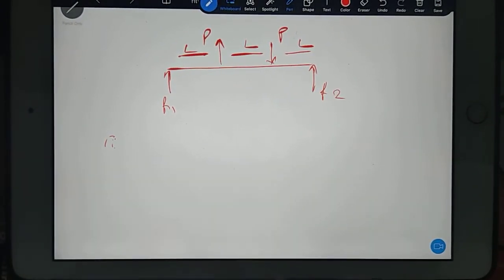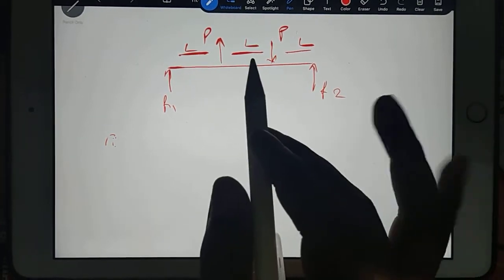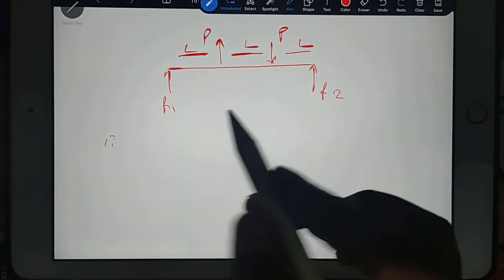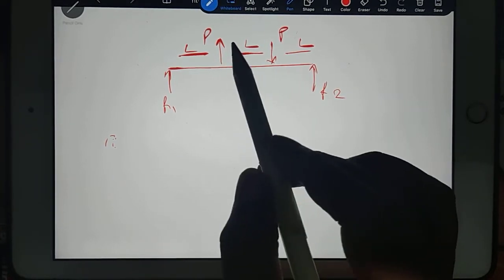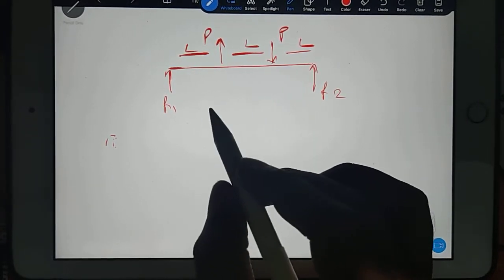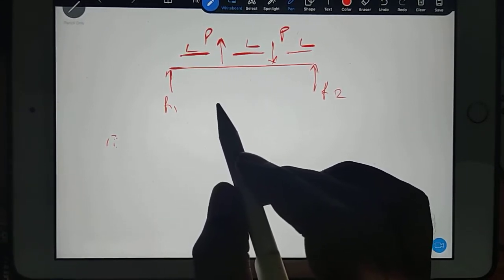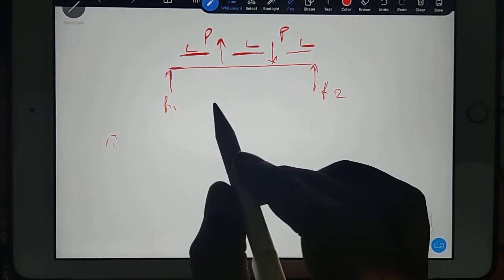What is the first idea? You equate your forces. Vertical forces you equate, vertical forces you balance, right? Because horizontally we don't have any force. So you can see vertical forces, you see how many vertical forces you have. So the total vertical forces you try.